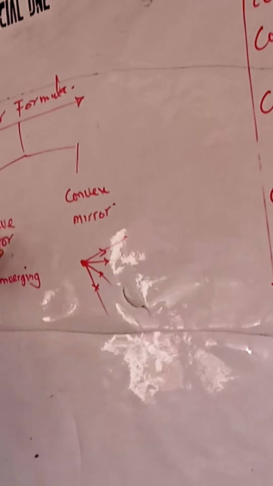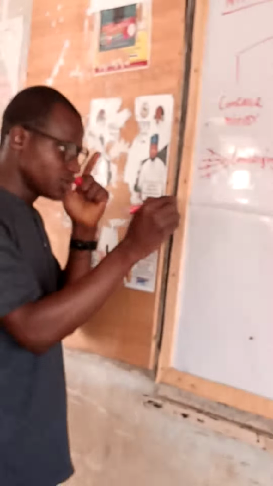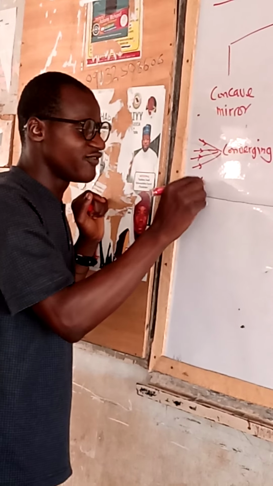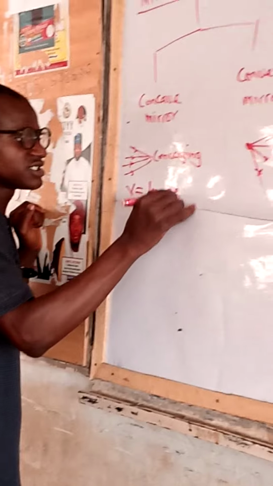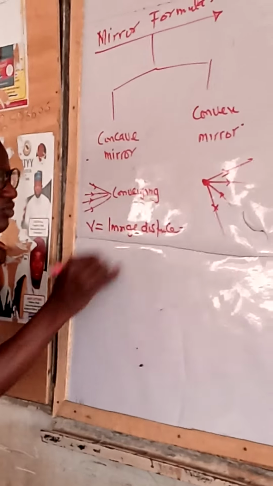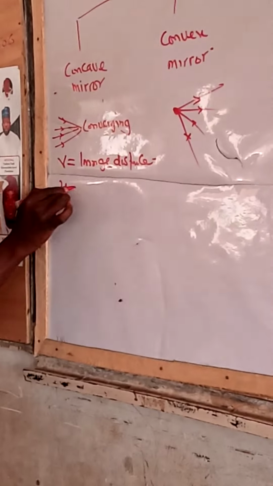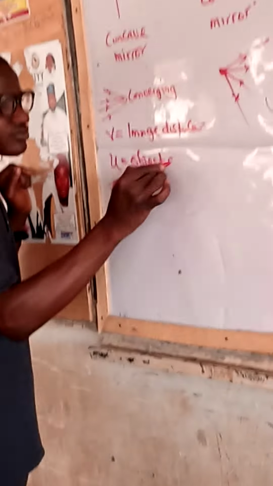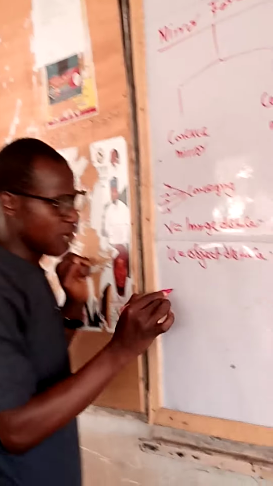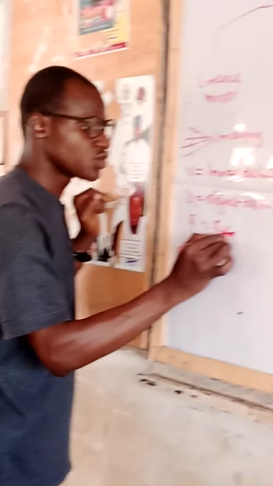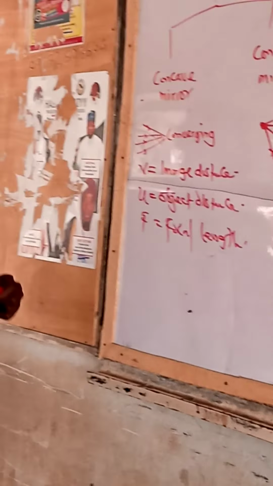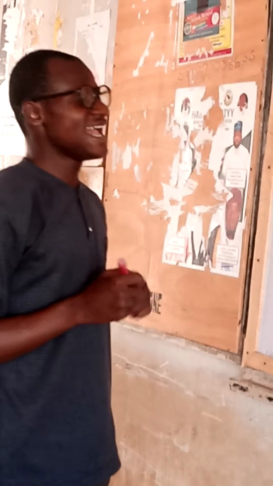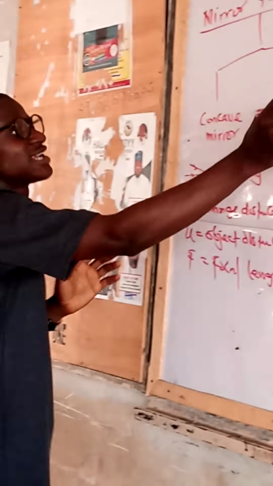Now, in this mirror formula, what we need to take note of is that we have what we call the V. Our V is what we call the image distance. We have what we call our U, the object distance, and we have what we call our F, which is also called the focal length. The focal length.